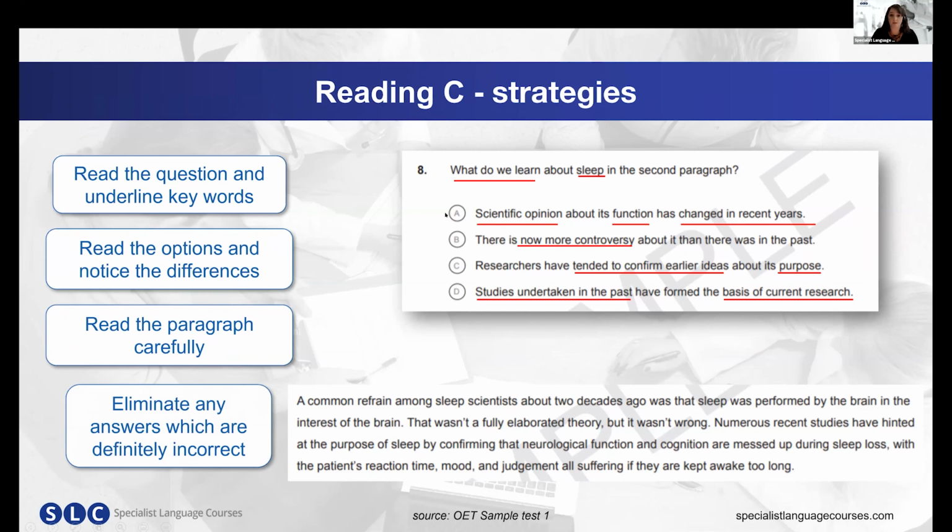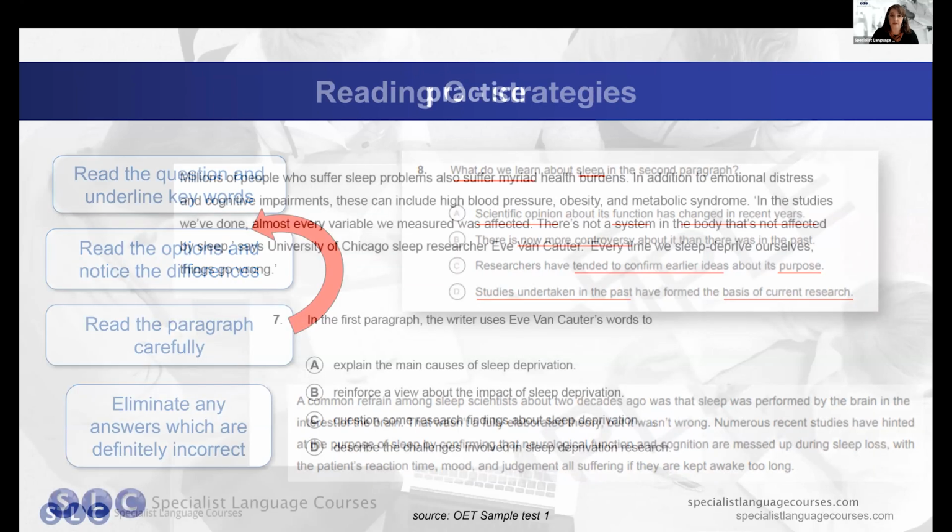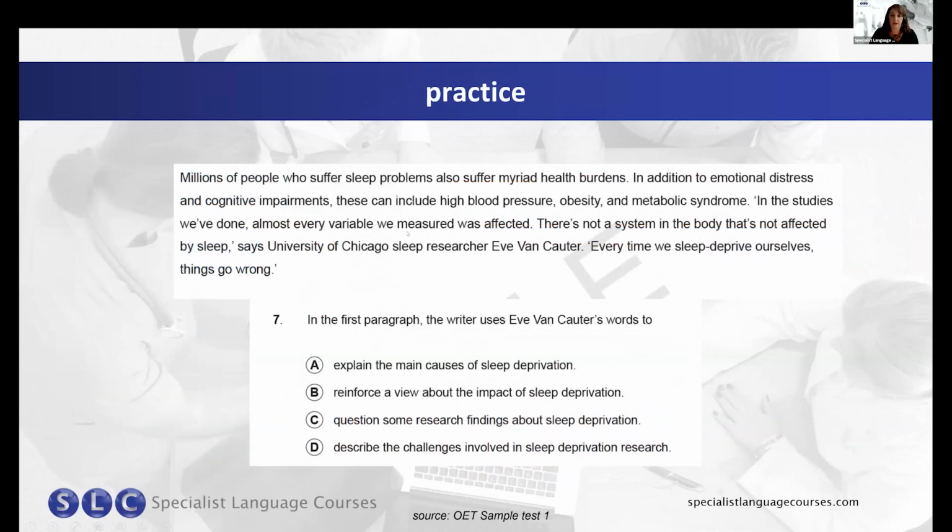Sometimes you'll find one or two answers that perhaps you can immediately decide are not the right answer. Then you need to do a continuous process. You look at the options, you look at the text, look at the options, look at the text to make sure that you have chosen the right answer. So let's do an example together. So we have our paragraph and we have our question.